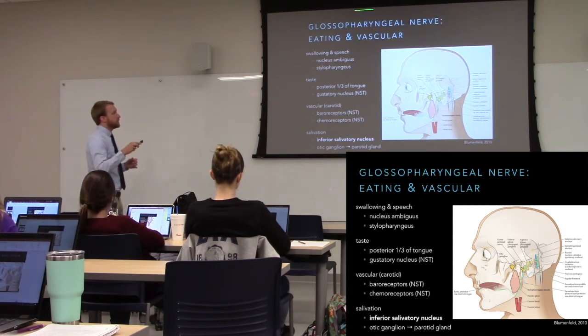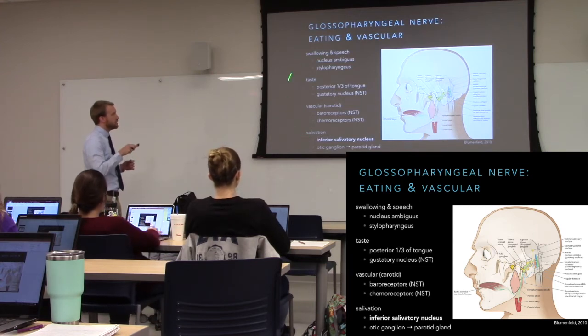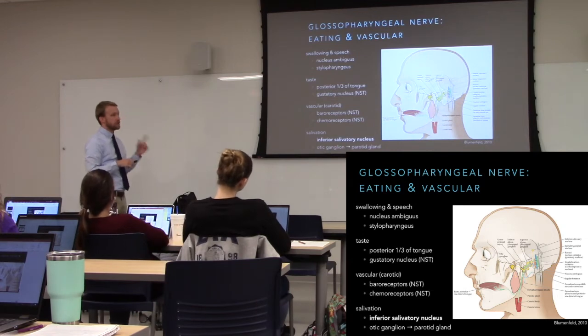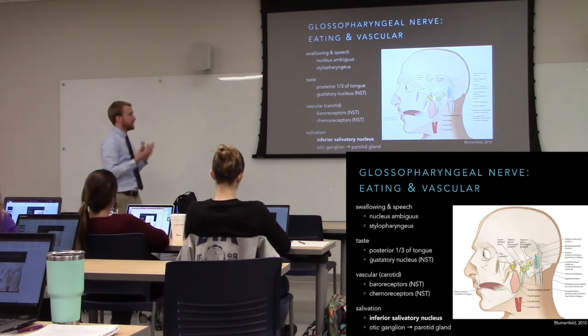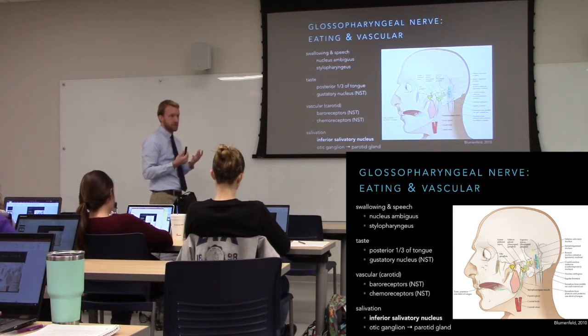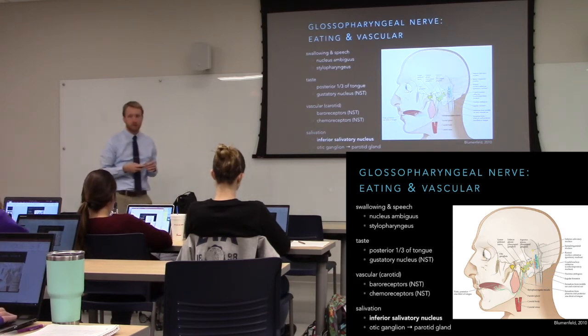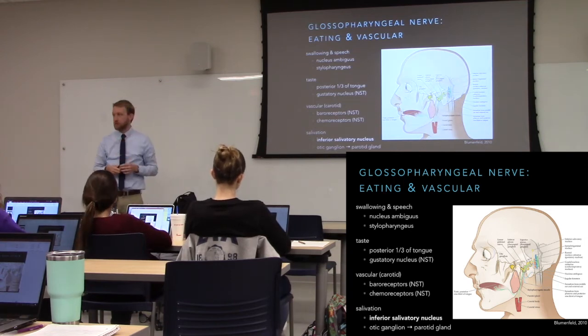The glossopharyngeal nerve, here's cranial nerve 9 for you. There's a couple different motor components here. So the major thing that cranial nerve 9 is going to do is control our swallowing and speech. So it's going to innervate the oropharyngeal muscles and help us widen out our throat whenever we need to shove food down there.